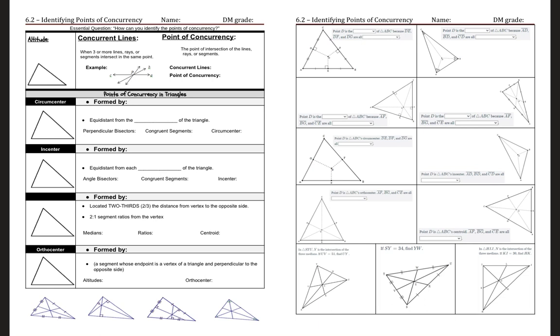Okay, welcome back, kiddos. Now we're moving on to section 2 of Unit 6. We're going to talk about points of concurrency. These are the type of problems that we're going to be working on today. So let's get right into it.